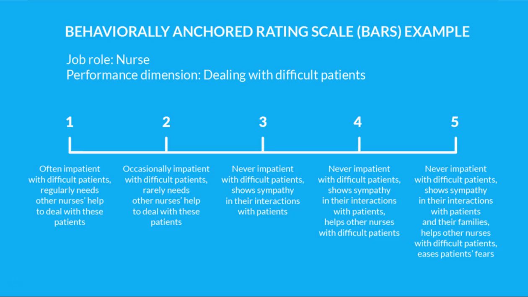Whereas on the other end with the 5, we see that they're never impatient with difficult patients. They're showing sympathy in their actions with those patients as well as their families, and they go out of their way to help other nurses with difficult patients, and lastly, easing patient fears. That's what we see as the gold standard. That's really what we expect. But if we see that they're not quite to a 5, we're going to evaluate based off that individual and this criteria where they rank.